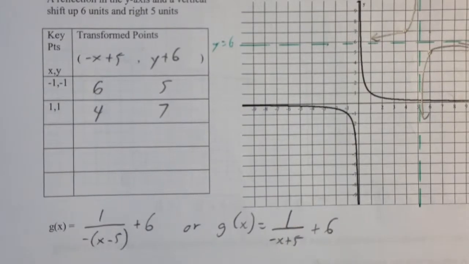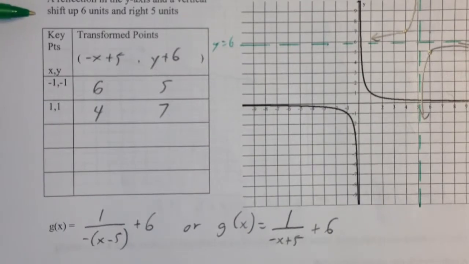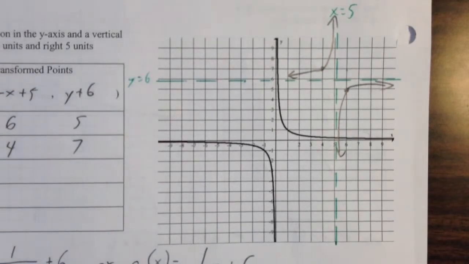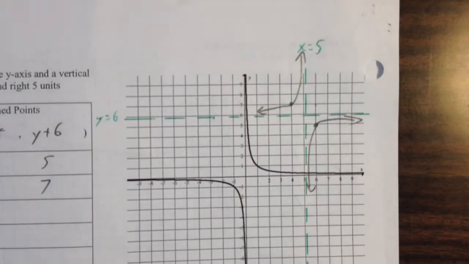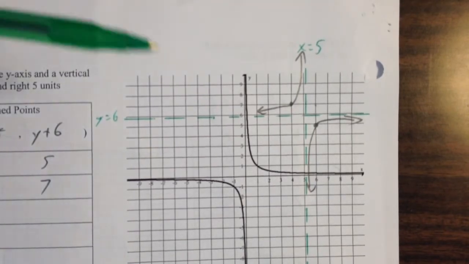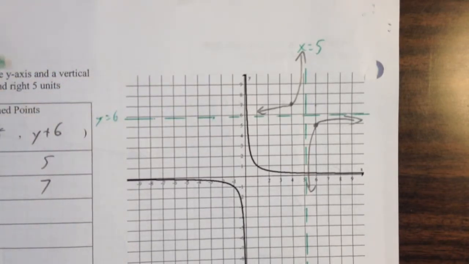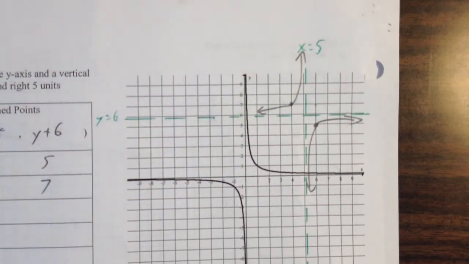Reflections 1, page 4. We have a reflection in the y-axis and a vertical shift up 6 units and right 5 units. It's a reciprocal function, so please draw in the asymptotes so that you can help orient yourself. Since it's a shift up 6 units, we draw a line at y equals 6, and since it's a shift right 5 units, we draw a vertical line at x equals 5. The function is going to move this way.